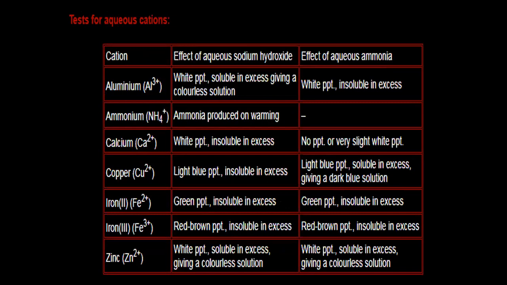Aluminum, calcium, and zinc will produce a white precipitate. Look here. Aluminum will produce a white precipitate on reacting with sodium hydroxide. Calcium will produce a white precipitate with sodium hydroxide. Zinc will also produce a white precipitate.